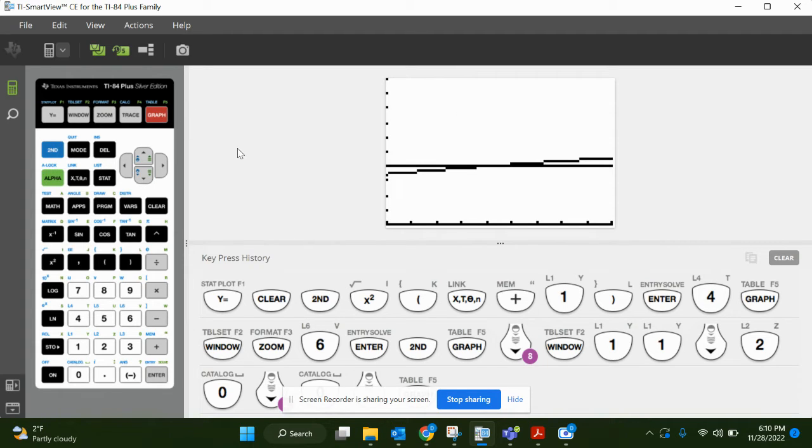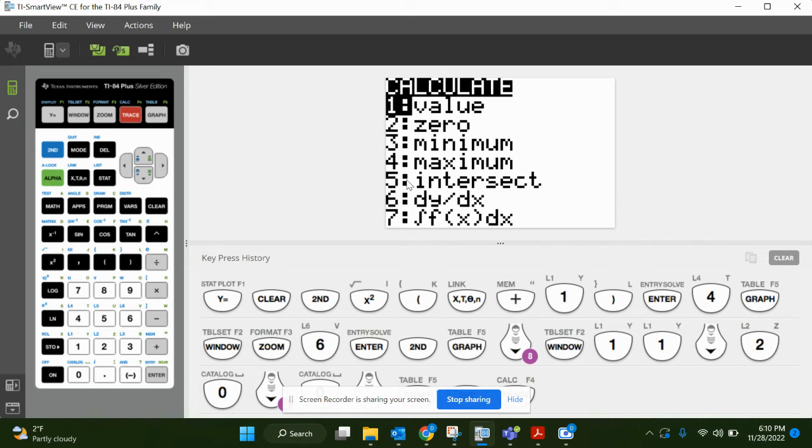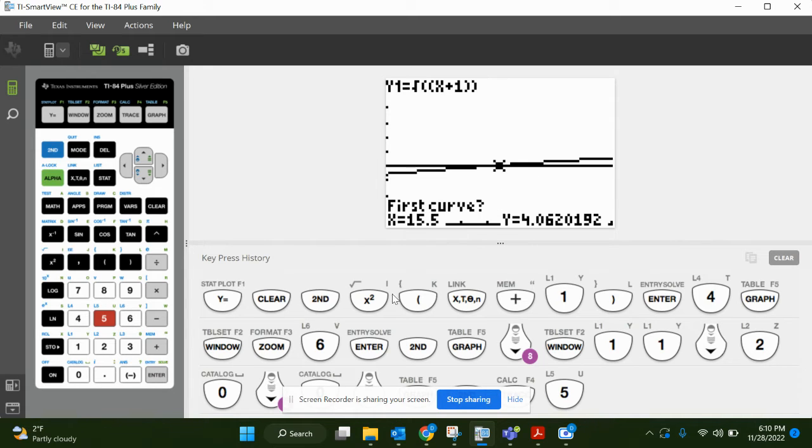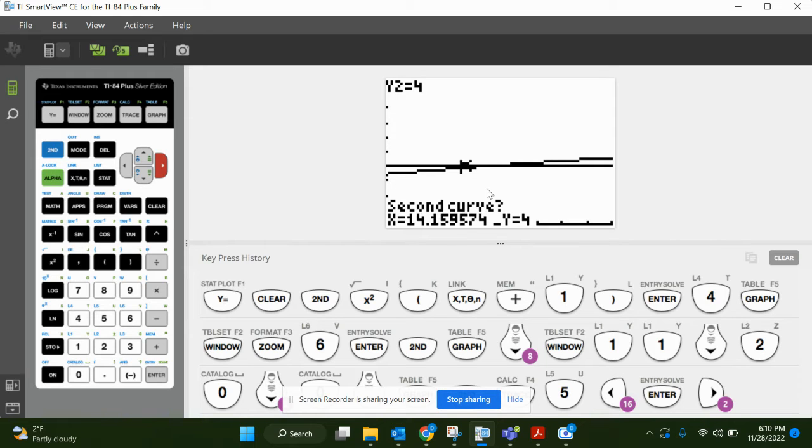Okay, let's go back to the graph. Now I can kind of see the intersect, where it looks a little bit funny, but I can still see it. So what we're going to do is calculate. That's second function trace, calculate the intersect, which is 5. First curve, he wants to know a point on the first curve. By the way, if you have the Casio, you can just hit enter and it calculates it for you. Second curve, sure, somewhere in there. And a guess. Intersection is at x equals 15.